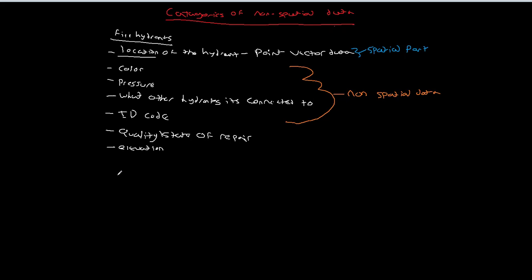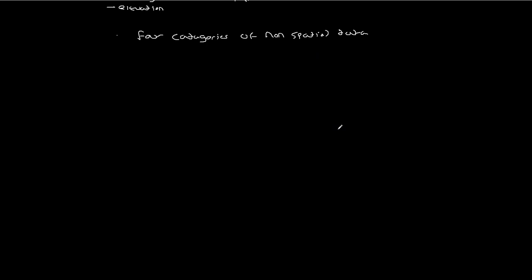And so when we talk about categories of non-spatial data, there are four categories. Generally speaking, these categories decrease the limitations as we go down them. So the most limiting is going to be the first category, and as we go down, we're going to get to the least limited. The first category is something called nominal data.